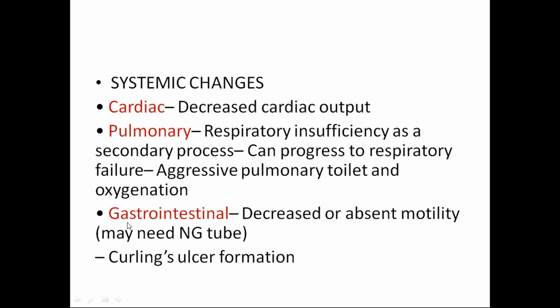And gastrointestinal, there will be decreased or absent motility. So we should feed the patient through an NG tube when the total body surface area of burns is more than 20%. Curling ulcer formation. In case of head injury, that is Cushing ulcer, and this is Curling ulcer. Head injury Cushing ulcer is because of increase in acid output, whereas Curling ulcer formation is because of the mucosal ischemia. The acid output in Curling ulcer is normal.